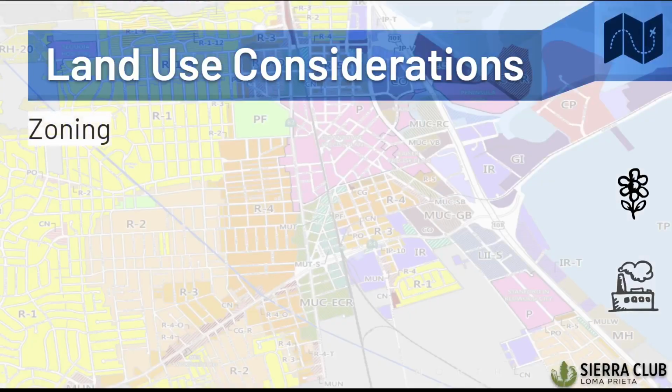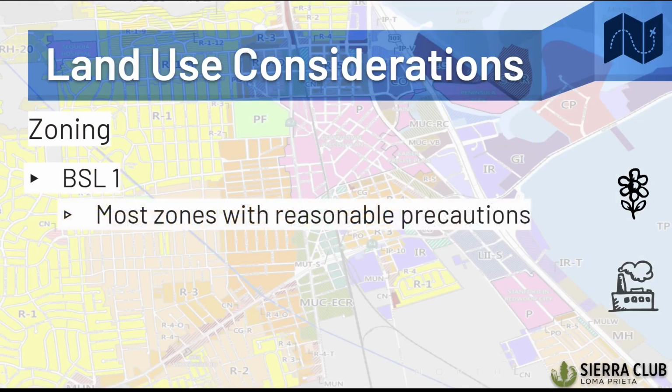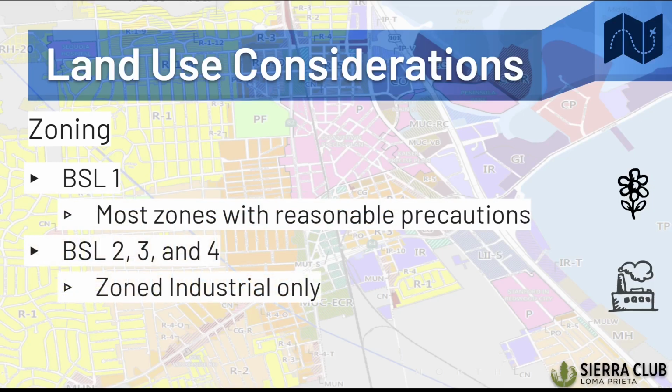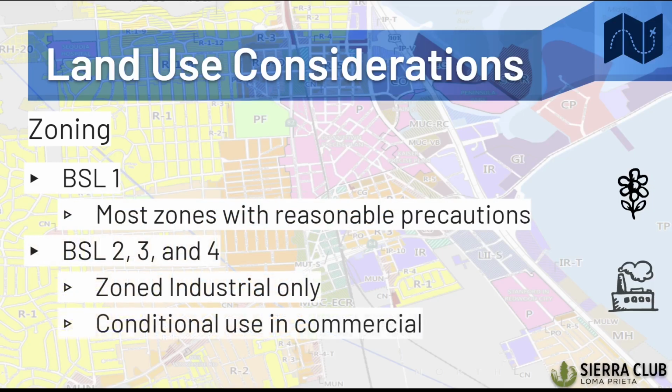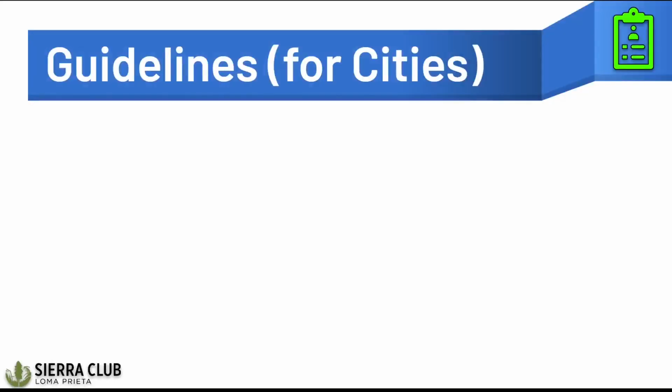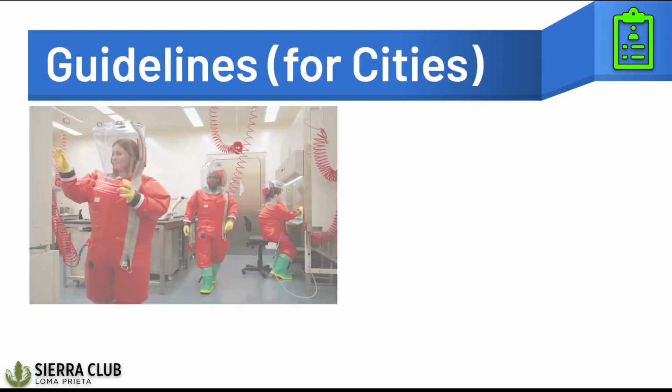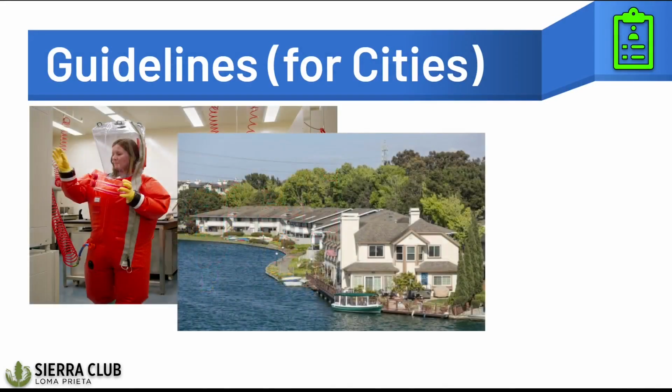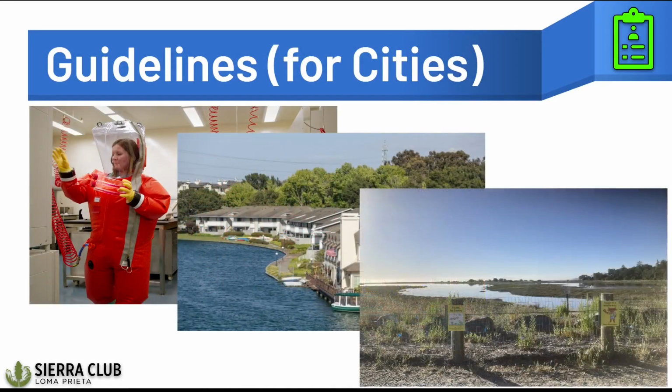Zoning is typically used to isolate labs from neighborhoods, with BSL 1 as the exception. BSL levels over 1 are zoned industrial only and conditional use in commercial. Given the risks inherent with working with these agents, considerations need to be given to lab workers as well as the community and the environment in the events of accidents, disasters, or building failure. This should be a key component of the environmental impact review process.